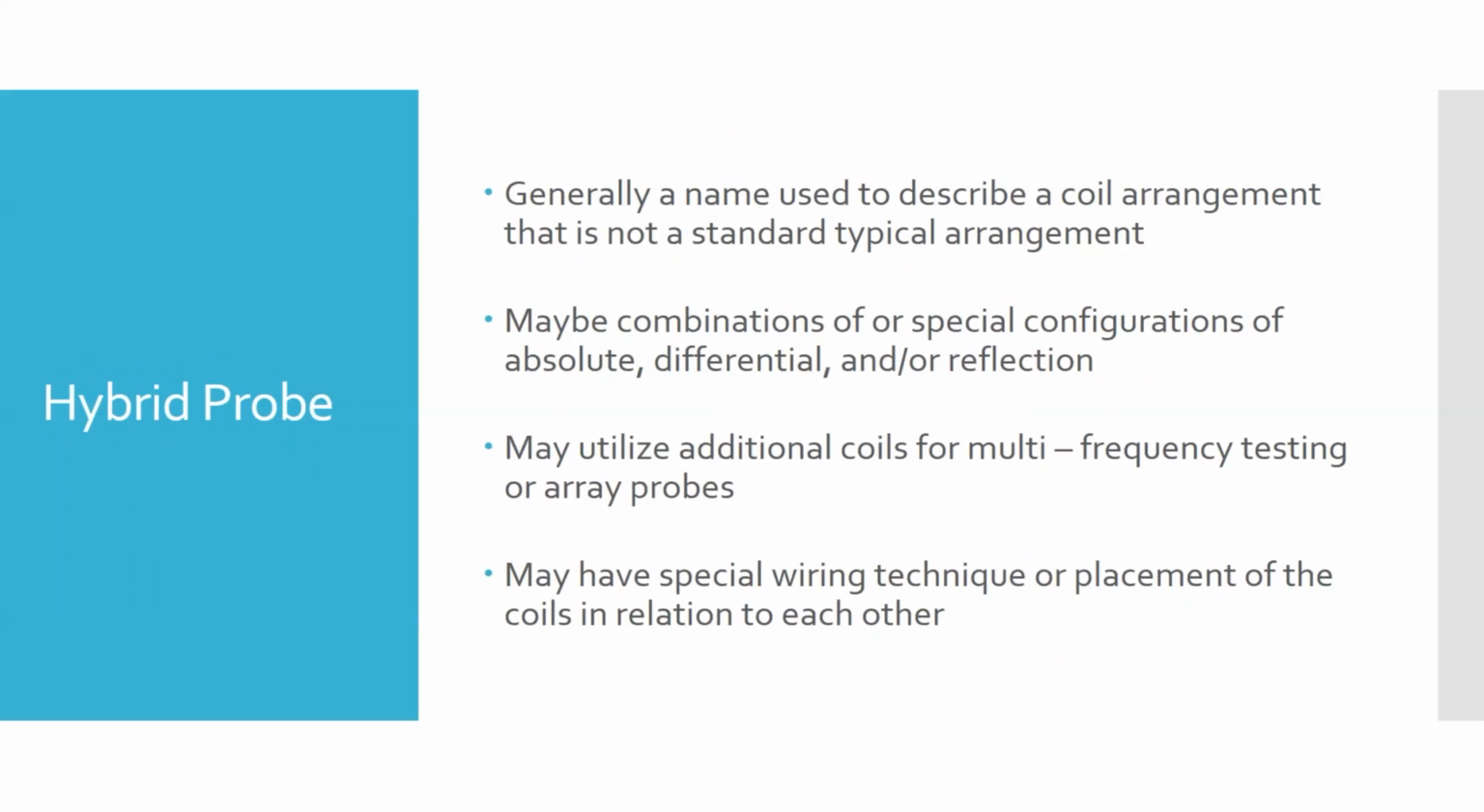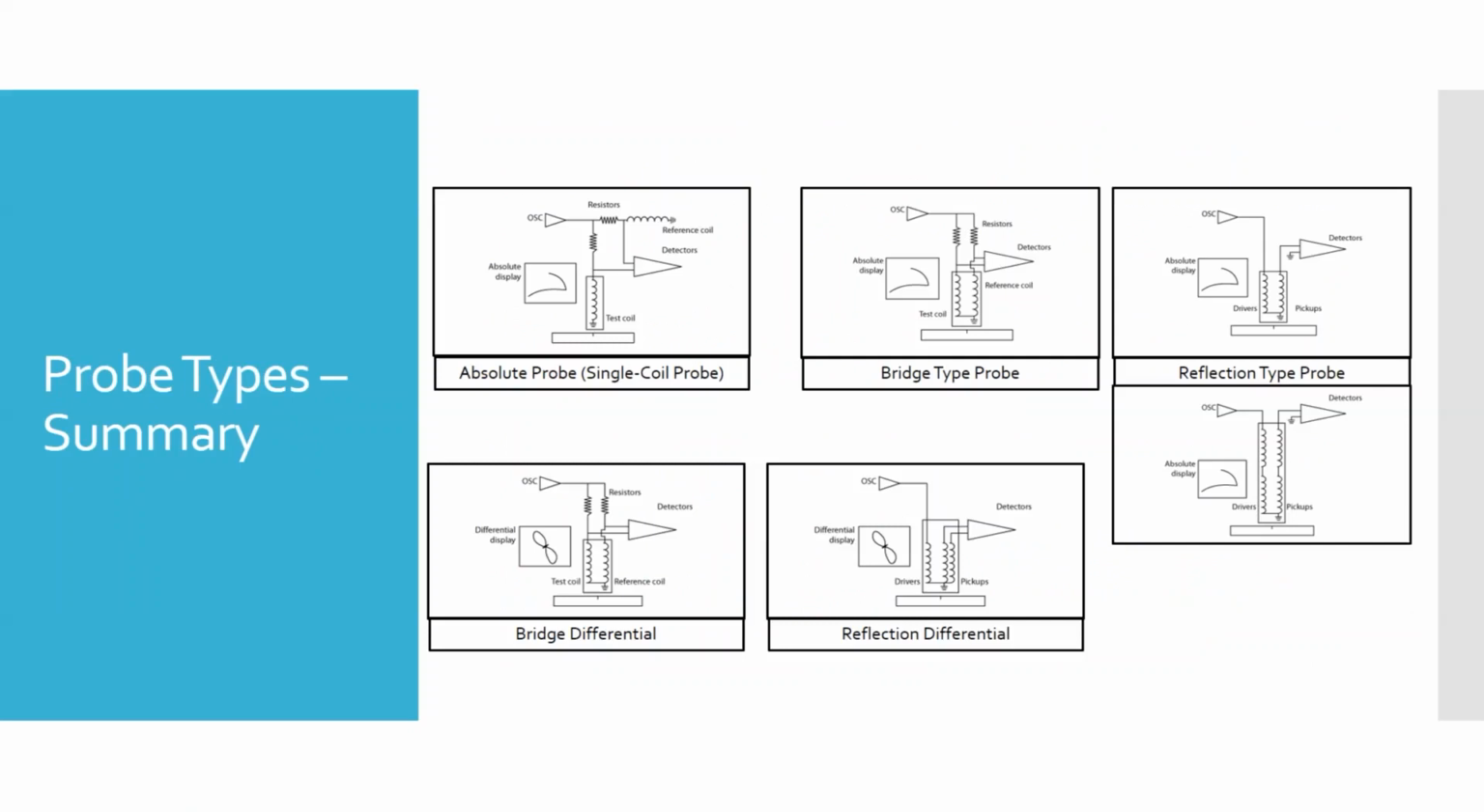And hybrid is kind of any combination of these. So we looked at a few different wiring diagrams for them. And so we had absolute, known as a single coil probe. Here were the reflection probes showing the driver to one side, one set of coils, the pickup on the opposite set of coils. And they called it a bridge or a differential probe where we're driving and receiving a signal from both coils there.